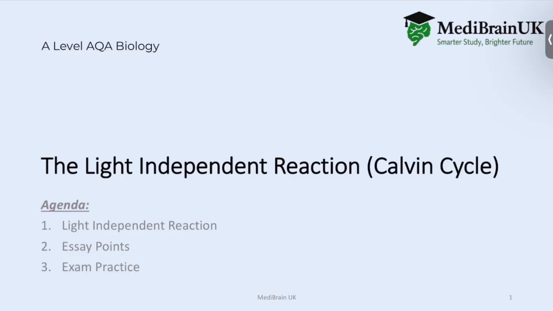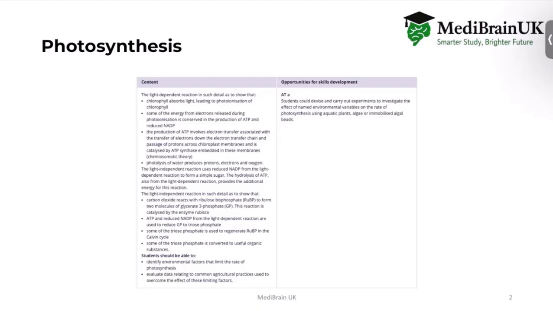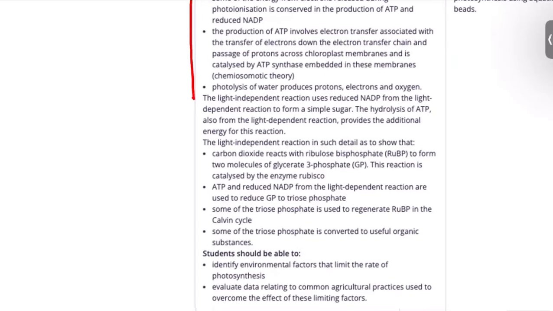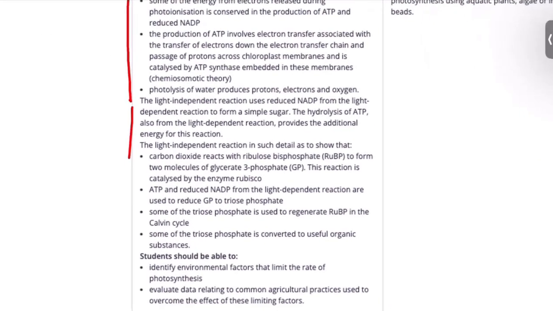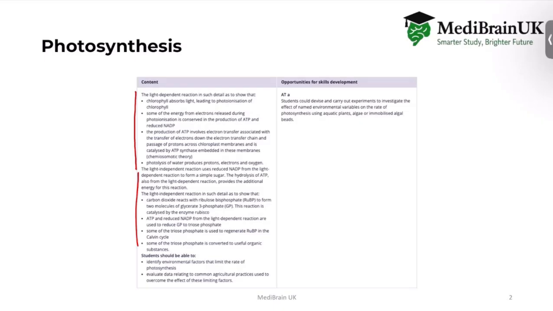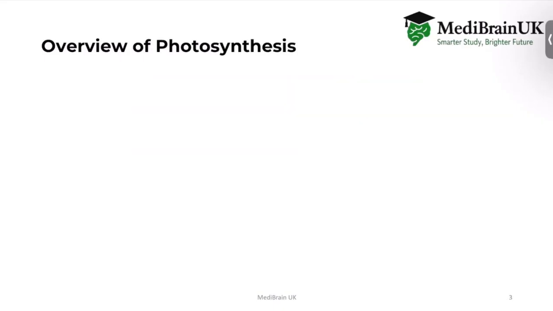So if we make a start now, remember we're looking at photosynthesis, and we looked at the process of the light dependent reaction in our last lesson on photosynthesis, and that was this first part of the spec. Now, the second part of the spec from here to here is literally just talking about the light independent reaction, and it's going through the method for the light independent reaction, which we're going to be looking at in today's lesson. So we looked at an overview of photosynthesis previously, and we're just going to recap that quickly right now.